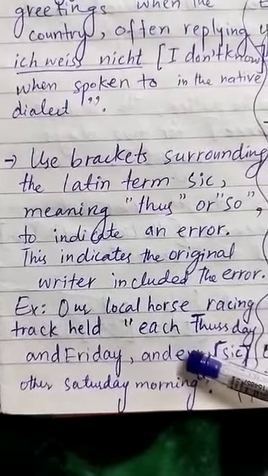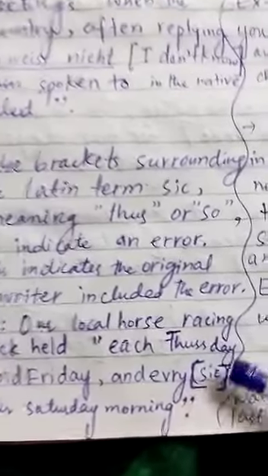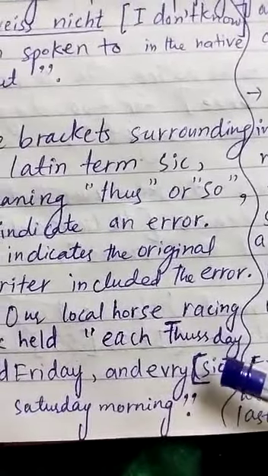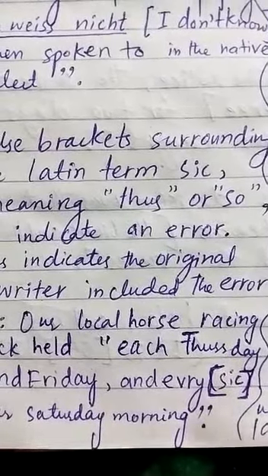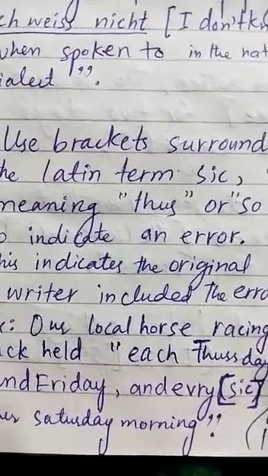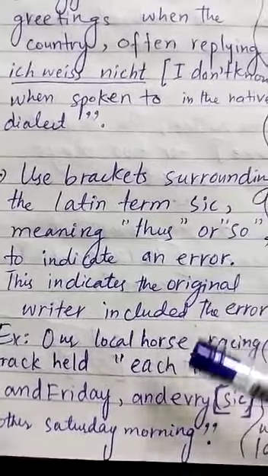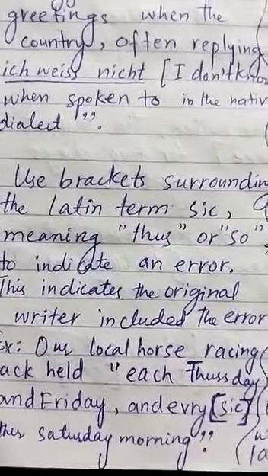To highlight the error, we put the word sic inside the square brackets to indicate the error, that there is a mistake in a spelling or a mistake in a sentence, and this also indicates the original writer included the error.